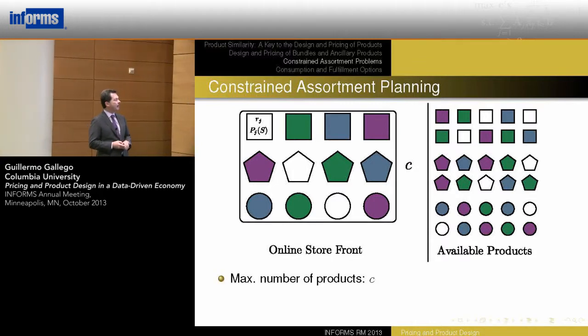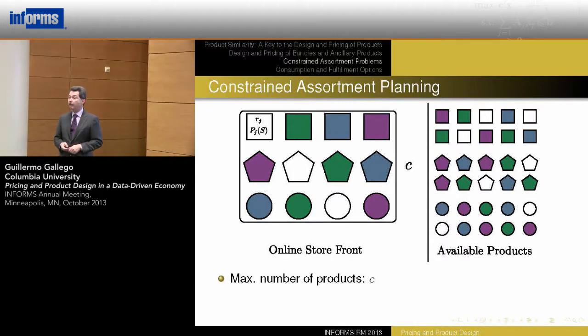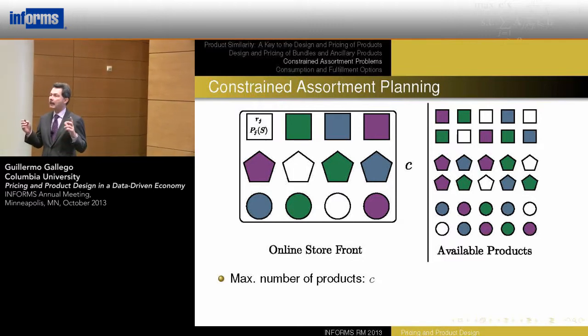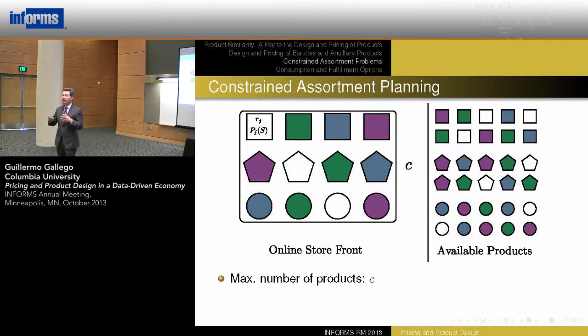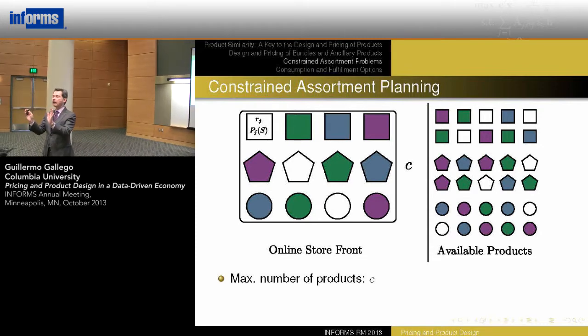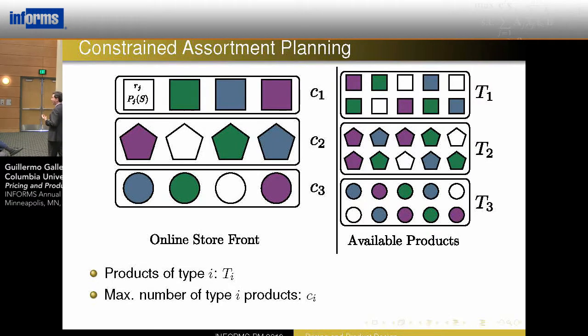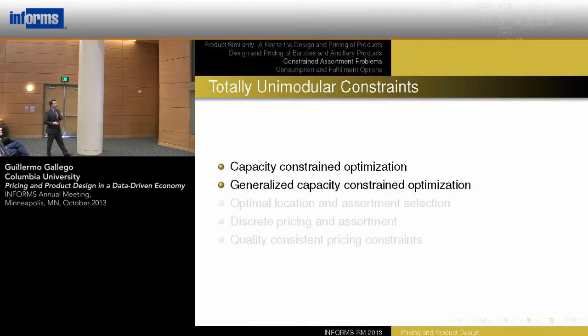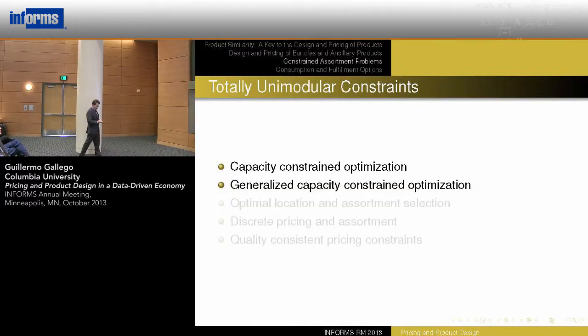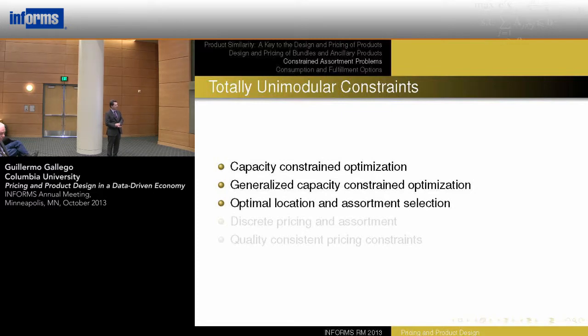So you can have a bound on the maximum number of products. A customer comes to a landing page and you want to offer them an assortment of products. There is a certain number that you can offer there. Or it could be that you have 3 categories of products and there is a bound on the number of products that you can offer in each one of these categories. And in addition to these two that I have just described, there are these other three very interesting constraints that fall into this category of totally unimodular.